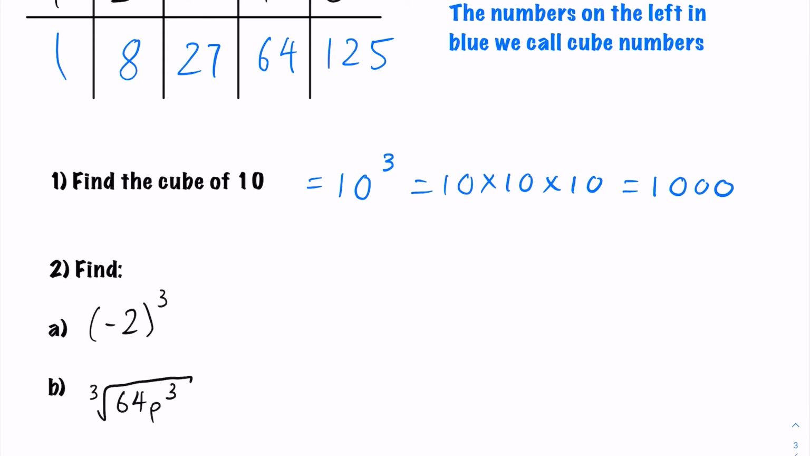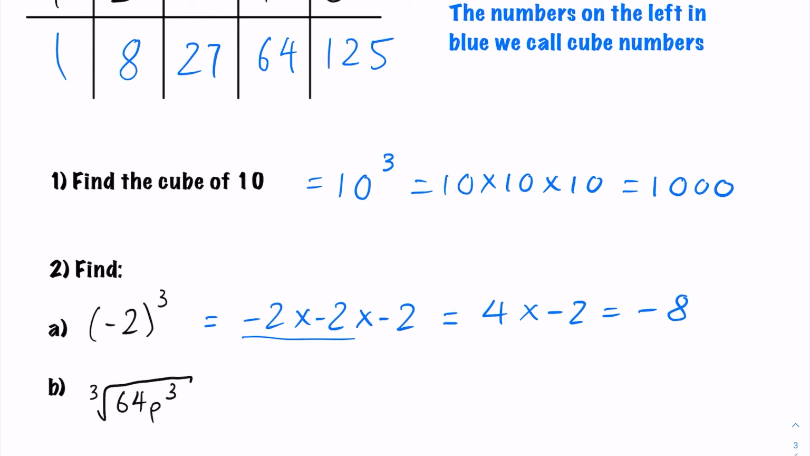Find negative 2 cubed. Now negative 2 cubed is just going to be minus 2 times minus 2 times minus 2. And that's going to be, well, let's do the first two first. Let's times these two together. So minus 2 times minus 2 is going to be positive 4. So you're going to have positive 4 times minus 2. And 4 times minus 2 is equal to minus 8. So you can see when we cube a negative number, it actually stays negative. Remember beforehand, when we squared a negative number, it turned positive. Well, this time when we cube a negative number, it stays negative.